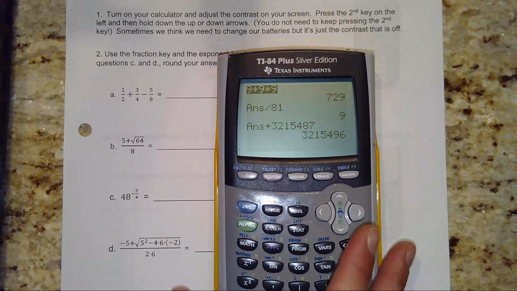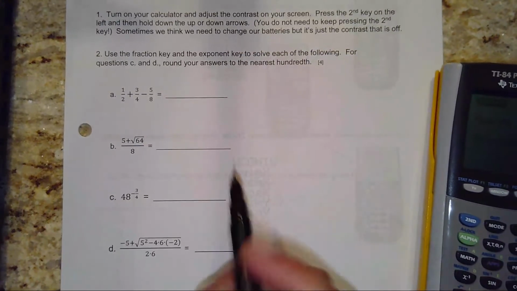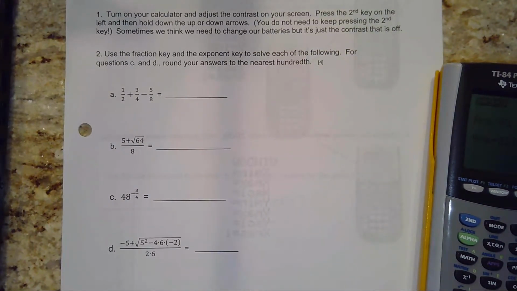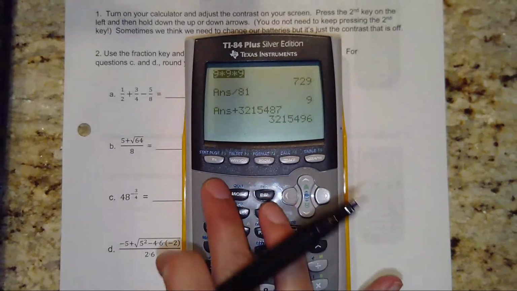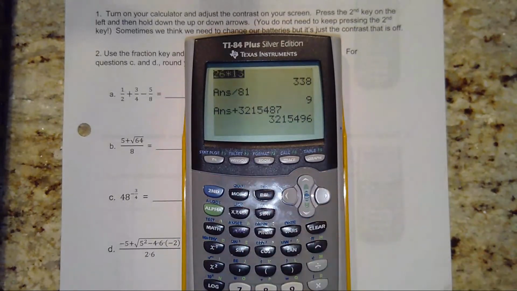Okay, so just some hints on these problems. I would like you to do them in one step. So get comfortable with your fraction key. Let me show you where your fraction key is.